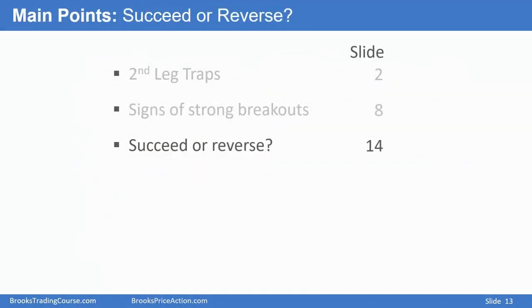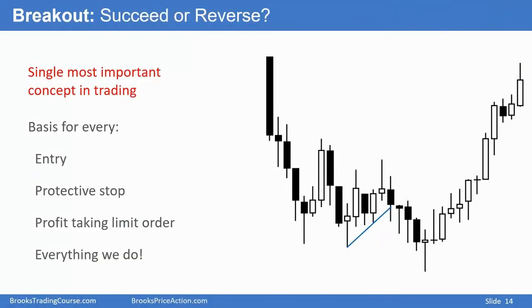I just gave that long list of signs of strong and weak breakouts for both bull and bear trends. I'm now going to be talking about whether or not a breakout will succeed or whether it will reverse. Although it might be hard to believe, this is the single most important concept in trading. Will a breakout succeed or fail? The market is constantly probing. Is the price too low? Is the price too high? So it's constantly trying to break out. And the breakouts succeed, the breakouts fail.